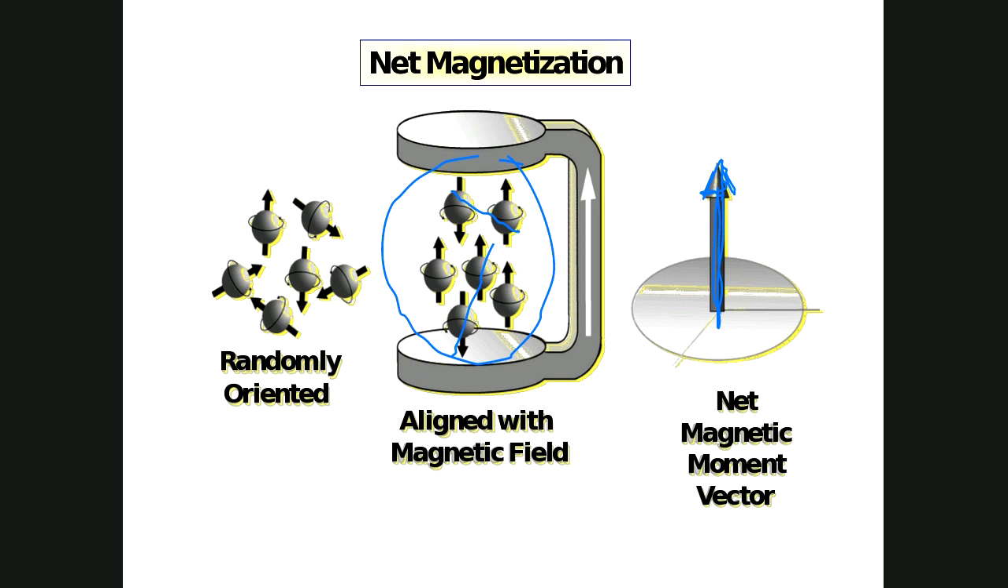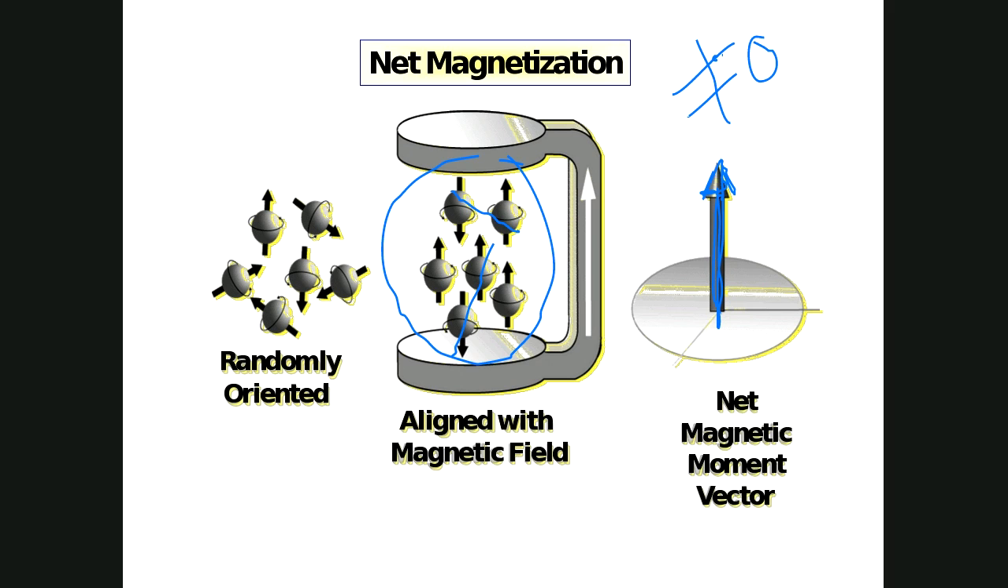Make sure to write this down. There are two things about the net magnetization. Number one, it's not equal to zero, because there will always be more moments pointing in the positive direction, the up direction, the parallel direction, than pointing down, in the anti-parallel direction.